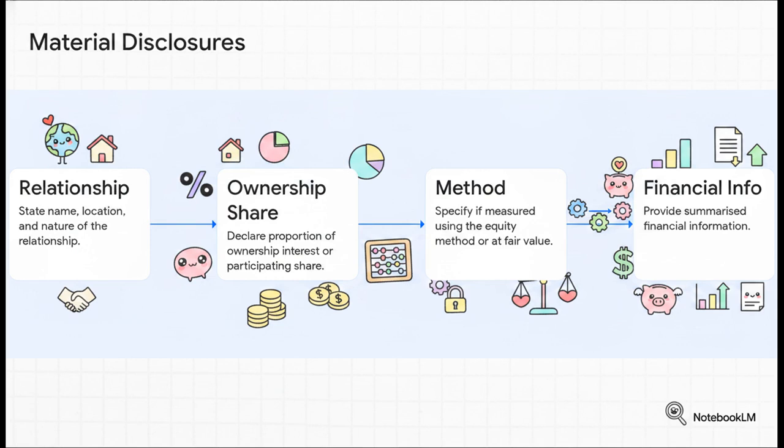Because you don't have that absolute control, evaluating the financial effects of these cousins requires specific, structured disclosures. If the arrangement is material, the entity has to walk through a few steps. They state the name, location, and nature of the relationship. Then, they declare their exact participating share. They have to specify the accounting method used. Is it the equity method or fair value? And finally, they provide summarized financial info like current assets, non-current liabilities, and revenue.